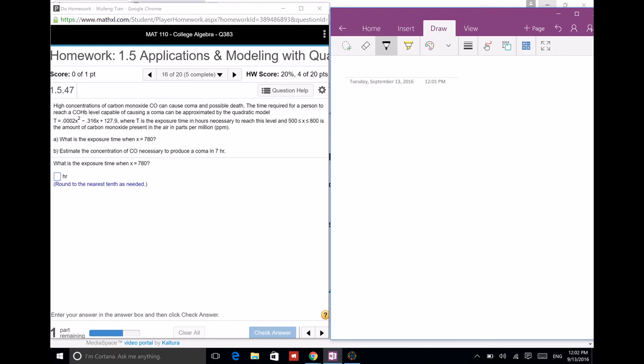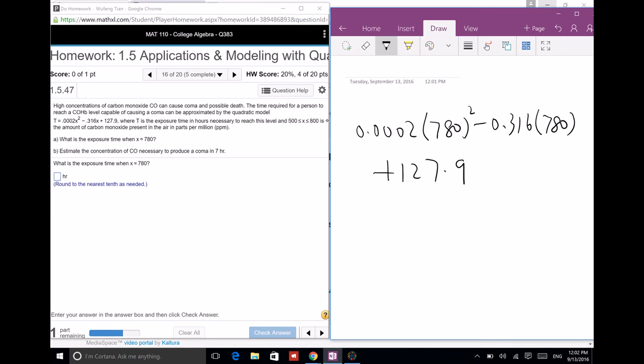So basically, you just need to plug X equals 780 into the function. So the first one, 0.002 multiplied by 780 squared minus 0.316 multiplied by 780 plus 127.9. Then whatever you find is going to be the exposure time for X equals 780. So that's the answer for A. Whatever you got on the calculator is for A. This is A. So B, it gives you the time and asks for the concentration.